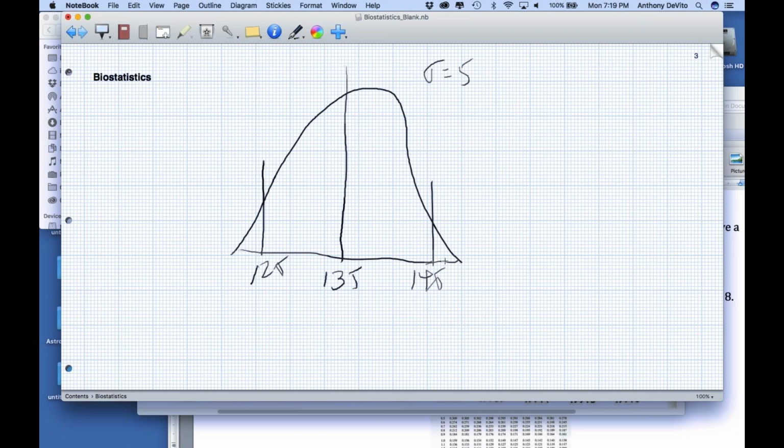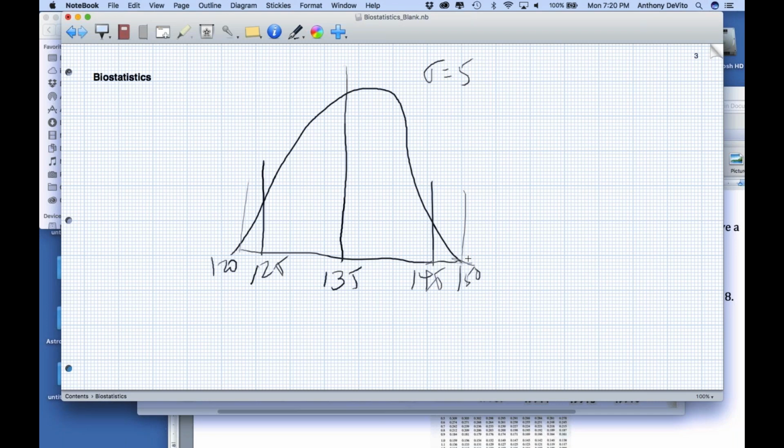Even if I had gone to 99%, 3 standard deviations, that would be 120 to 150. 150 would be a very rare event, to find someone with that high a cholesterol. So one of the things we can look at, if I'm comparing this population to some other population, is how likely it is, when I sample this other population, that the result I get is different from the population I'm working with here.